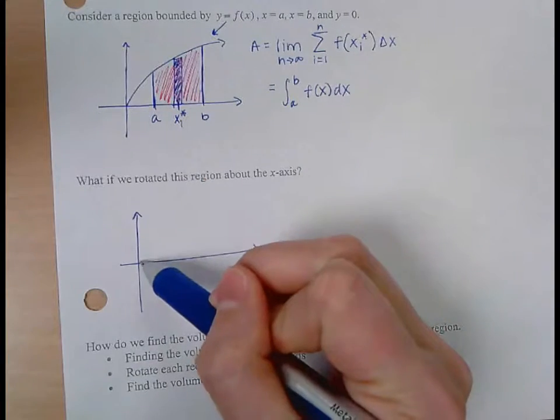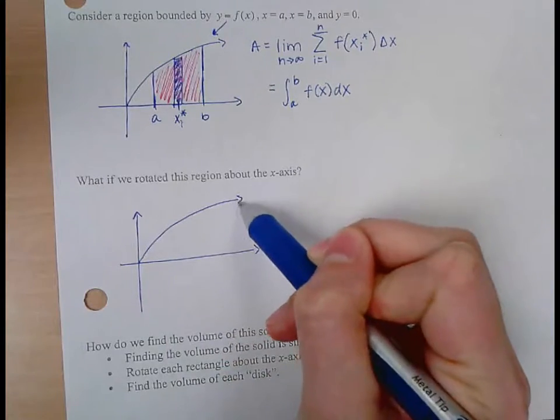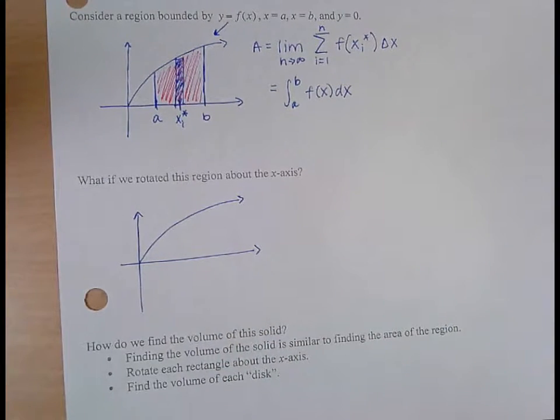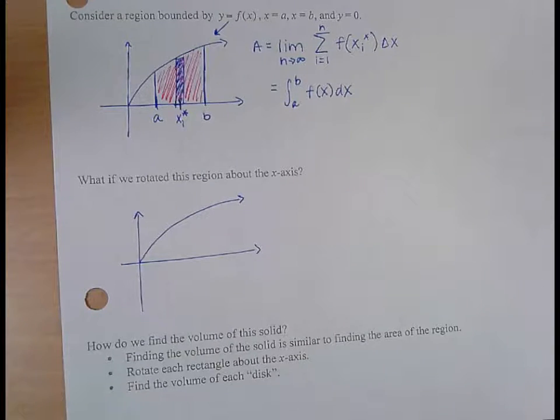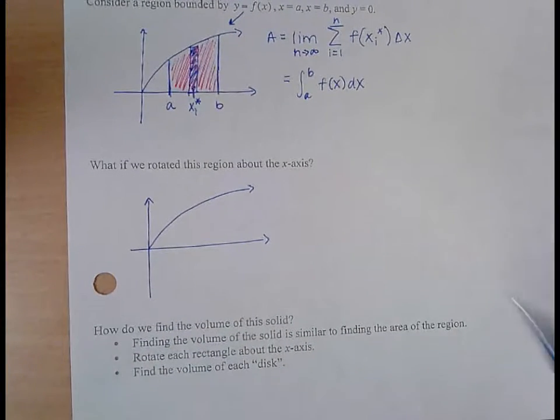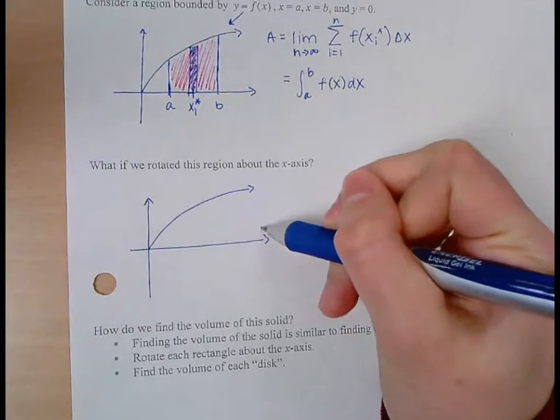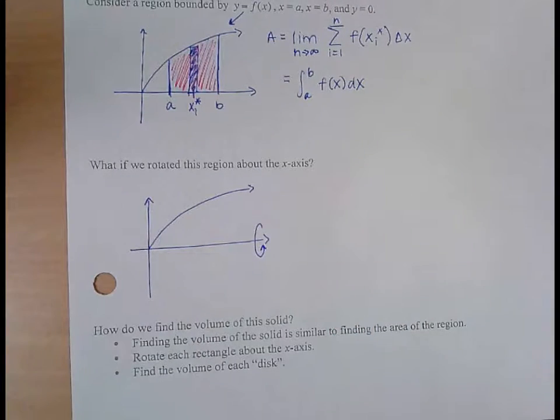So I'm just going to redraw my general curve f of x. What I'm going to draw first, I'm not going to worry about the a to b part. I'm going to draw that in a minute. I just want you to picture what's happening here. So take this curve and say it's rotated about the x-axis. So you're going all the way around the x-axis.